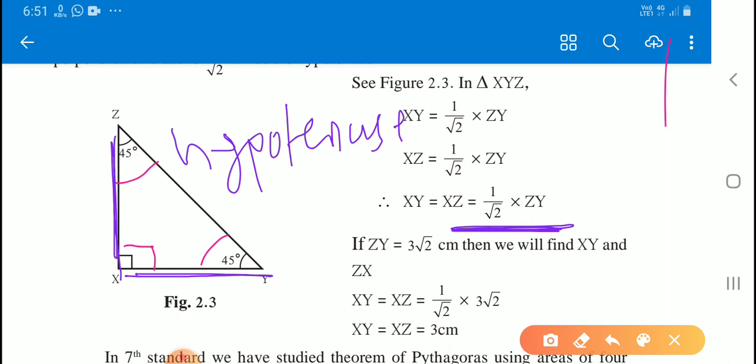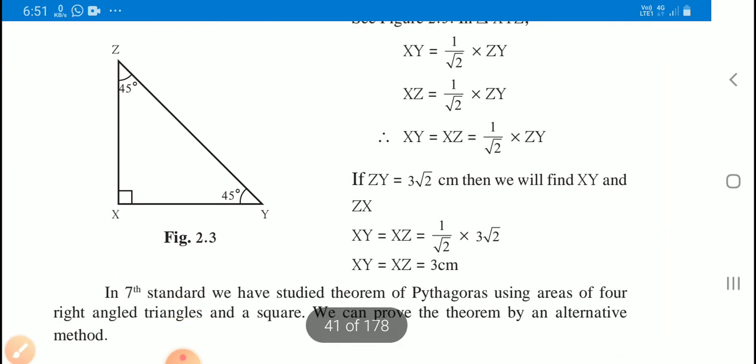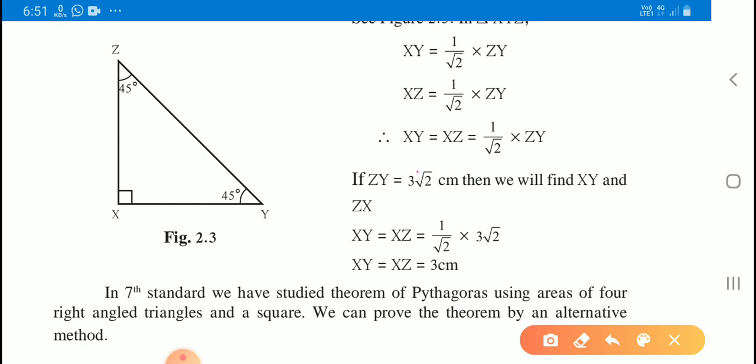These both sides are 1 upon root 2 of the hypotenuse. Okay. Now they have given one example: ZY hypotenuse is 3 root 2 centimeter. Then can you find the values of XY and XZ? Yes. It is 1 upon root 2 into hypotenuse. So root 2 will cancel. In place of 3 root 2 we will take another value. We will just take 5 root 2. Then here also 5 root 2. The root 2 will cancel and you will get the answer as 5 centimeter. Okay, you have to solve in the same way.